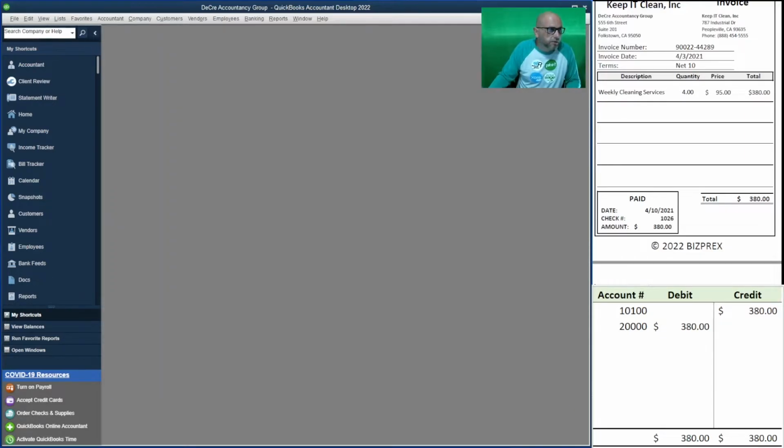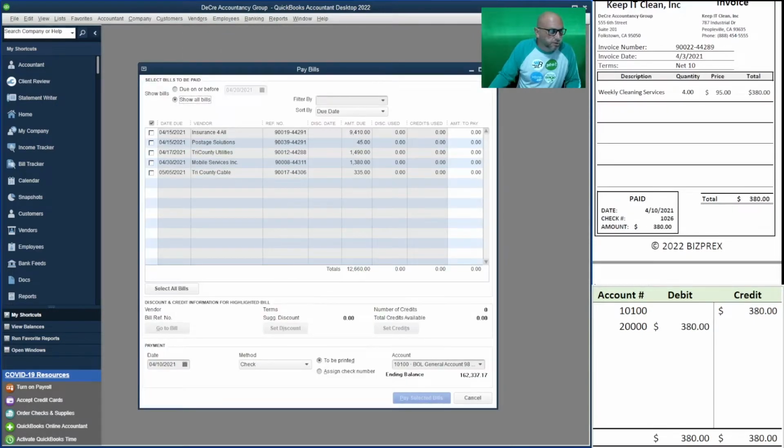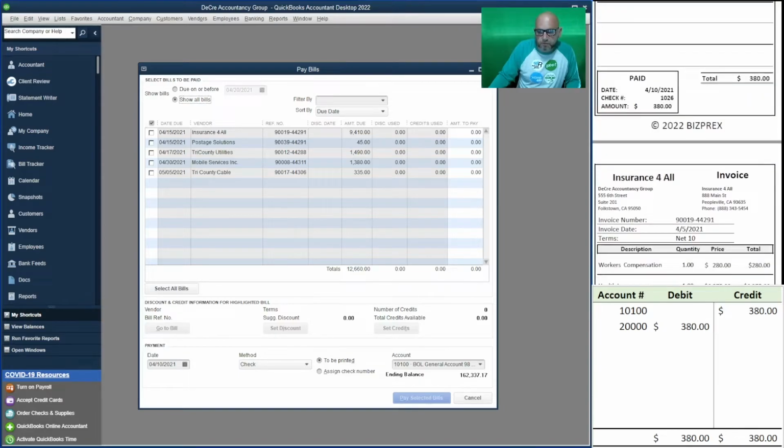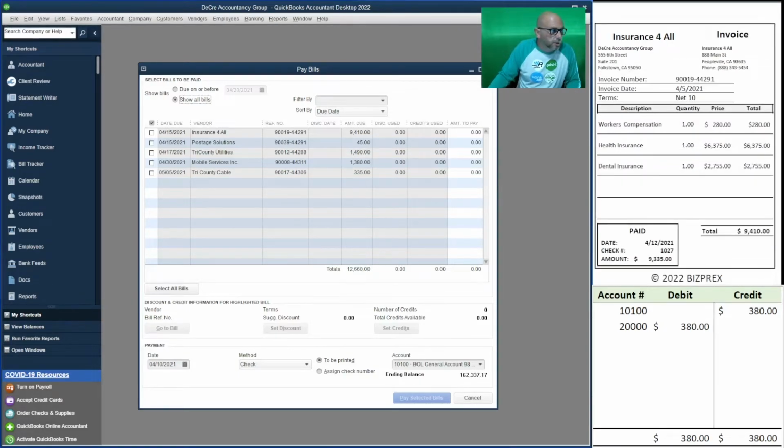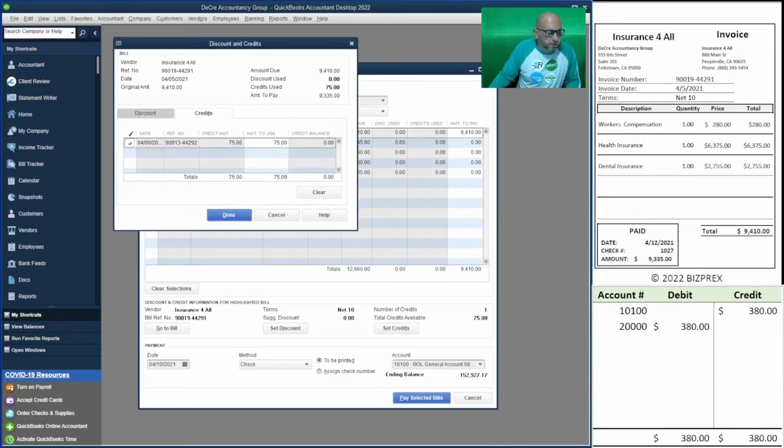All right, close. So let's continue paying bills. Next one, insurance for all. Where is that one? Here it is. All right, on this one you can see the difference, right? We have a total, but then we had a credit memo, if you remember, that we posted. So let's make sure we do that. Once you click it, here you have an option to set this credit right here and therefore reduce this amount. And that's what we did, why not, right? So set the credit. Let's set that.